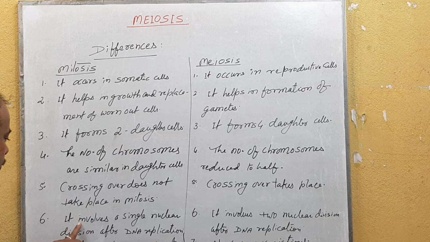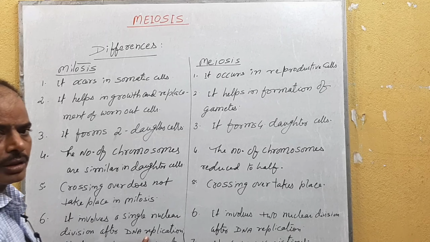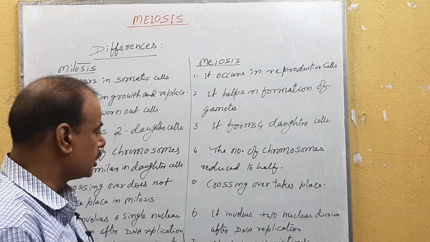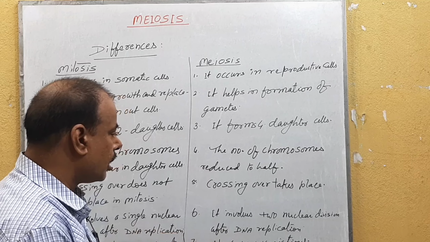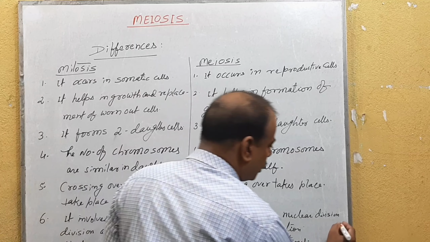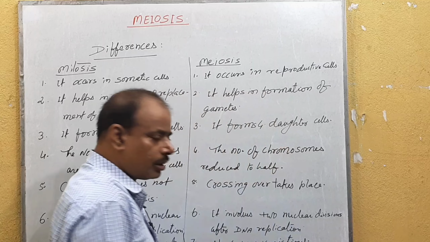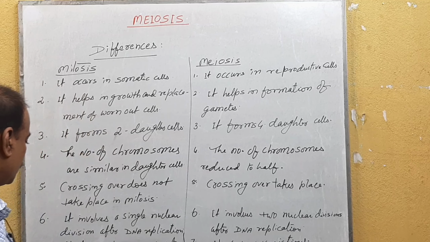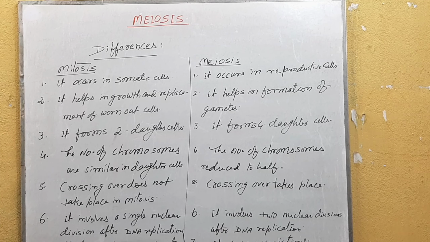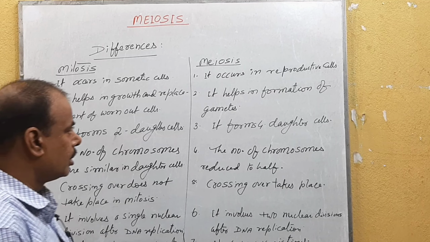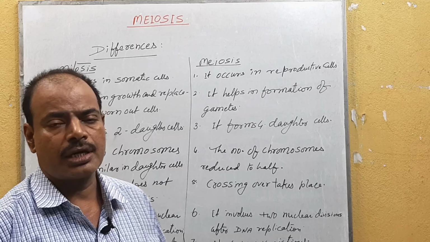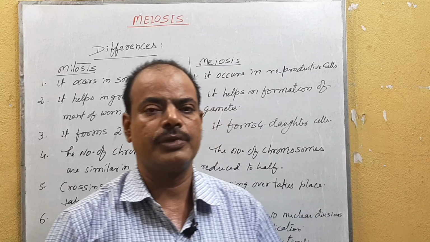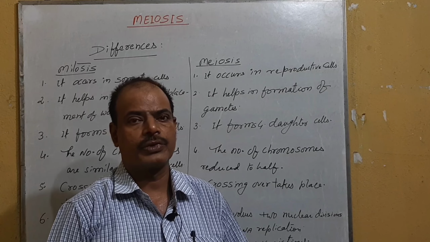Number 6, mitosis involves a single nuclear division after DNA replication or duplication of chromosomes, whereas meiosis involves 2 nuclear divisions after DNA replication or chromosome duplication. Number 7, mitosis does not cause variations, whereas meiosis causes variations. So these are the important differences between mitosis and meiosis.